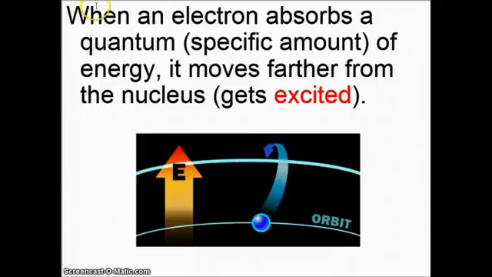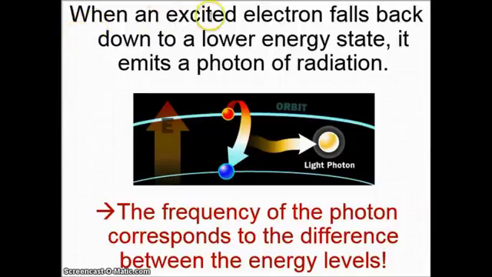So here I have it written out. When an electron absorbs a quantum, that's just a specific amount of energy, it moves farther from the nucleus. That means it gets excited. That's what we say, getting excited. So we see this electron absorbing some amount of energy and going to a higher energy level, or becoming excited. So when an excited electron falls back down to a lower energy state, it emits or releases a photon of radiation, which is just a light photon, a particle of light. So here's my excited electron falling back down, and this is the energy let off as light, and the frequency of the photon corresponds to the difference between the energy levels here.